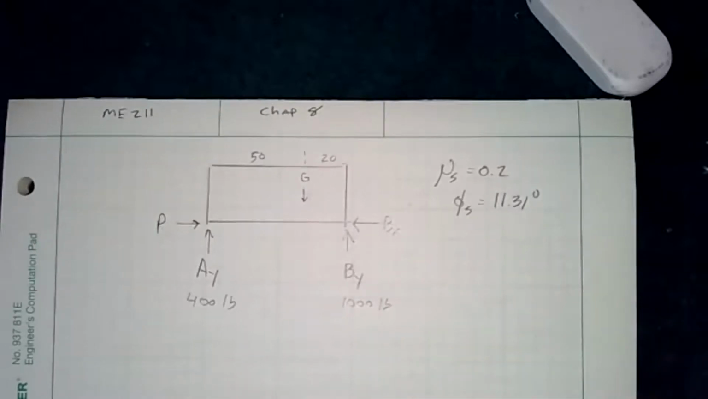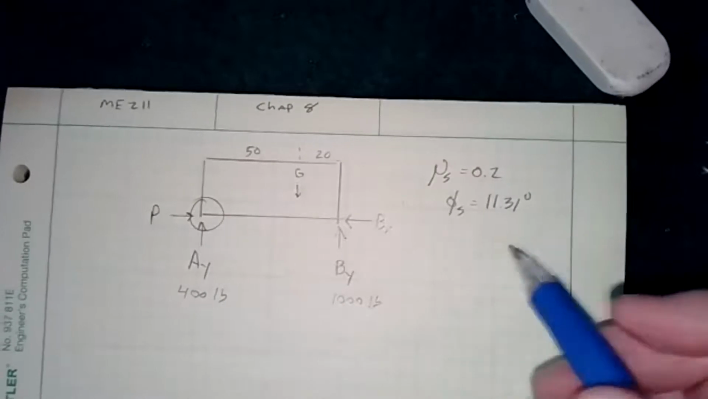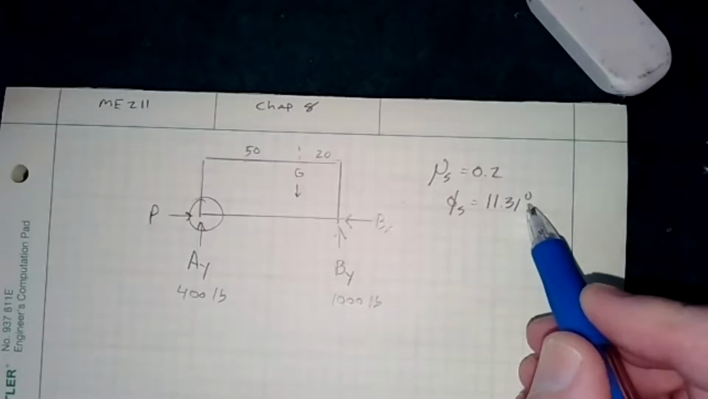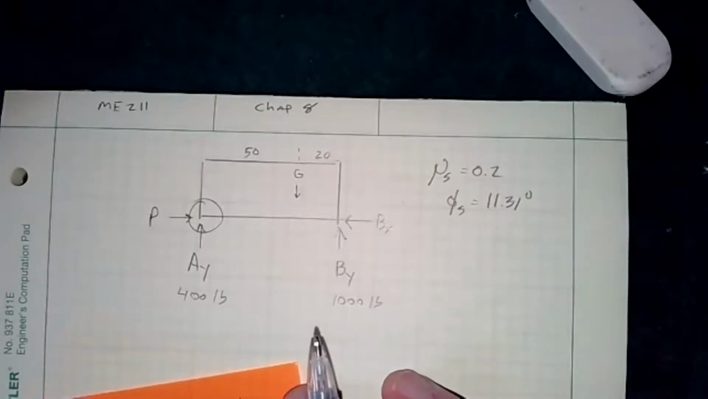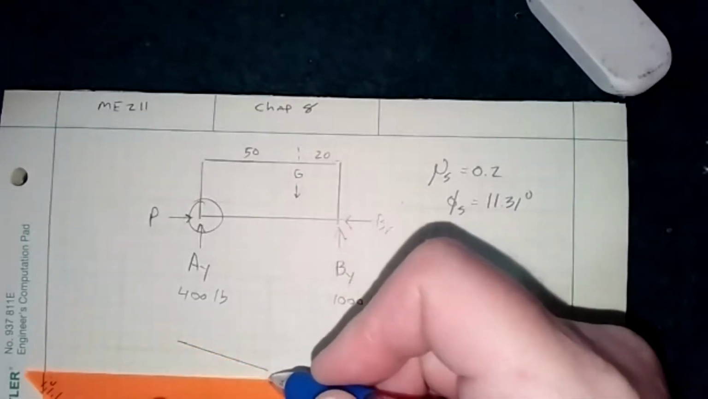So now what we're going to do is we're just going to look at the wedge. So we want to look at just this side here. And let's look at that. Now we also knew that friction was 0.2, which equates to an angle of 11.31. So if I go ahead and draw my wedge, it looks like this.